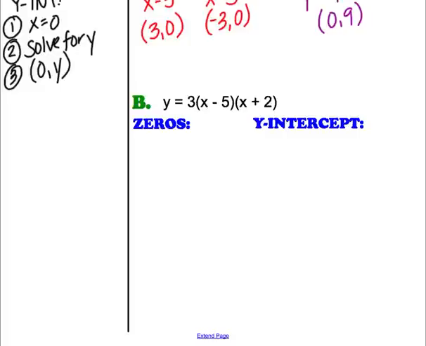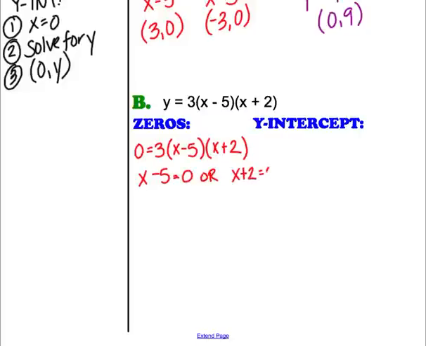All right, starting off with our zeros. We put in 0 for y, and we have 3 times the quantity x minus 5 times the quantity x plus 2. Now that 3 really doesn't matter for the purposes of finding our zeros, so we know that either x minus 5 equals 0 or x plus 2 equals 0. Add 5 to both sides, we get x equals 5. Subtract 2 from both sides, we get x equals negative 2. That means that our ordered pairs are 5, 0, and negative 2, 0 for our zeros.